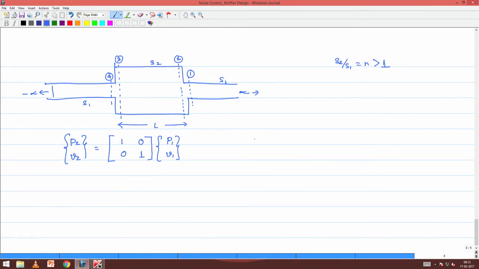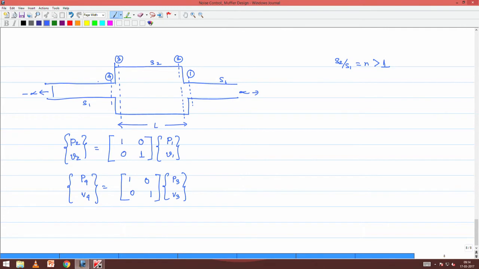Similarly, it is easy to see that P4 V4 is the same as P3 V3, just the same thing is happening, right. P3 V3 is 1 0 0 1 and P4 V4.